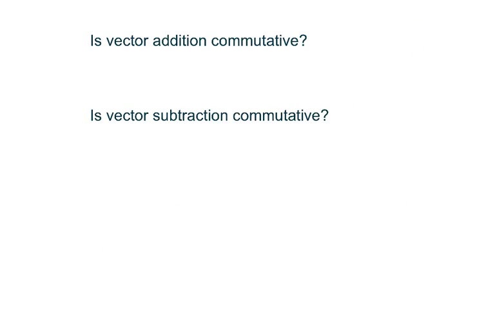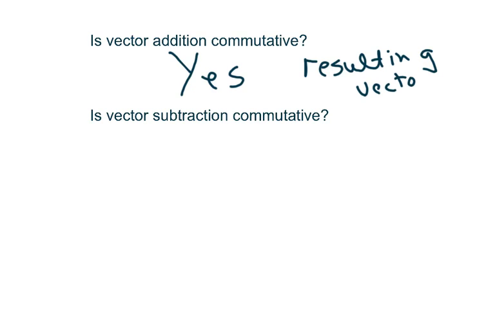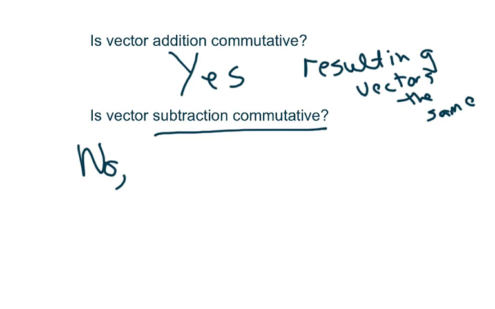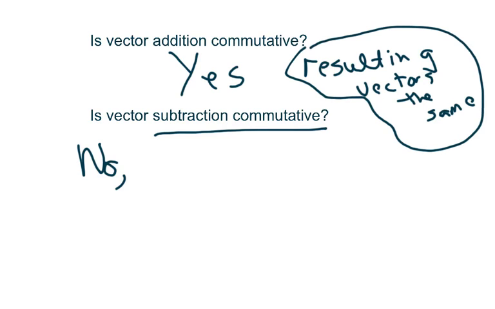Now let's have a little quick discussion. Is vector addition commutative? Yes. Because the resulting vectors would be the same. And what do you think about vector subtraction? You're right if you said no. Because when you subtract the opposite vectors, you are changing the direction of the resultant vectors. So the resulting vectors won't be the same because you're changing the direction.